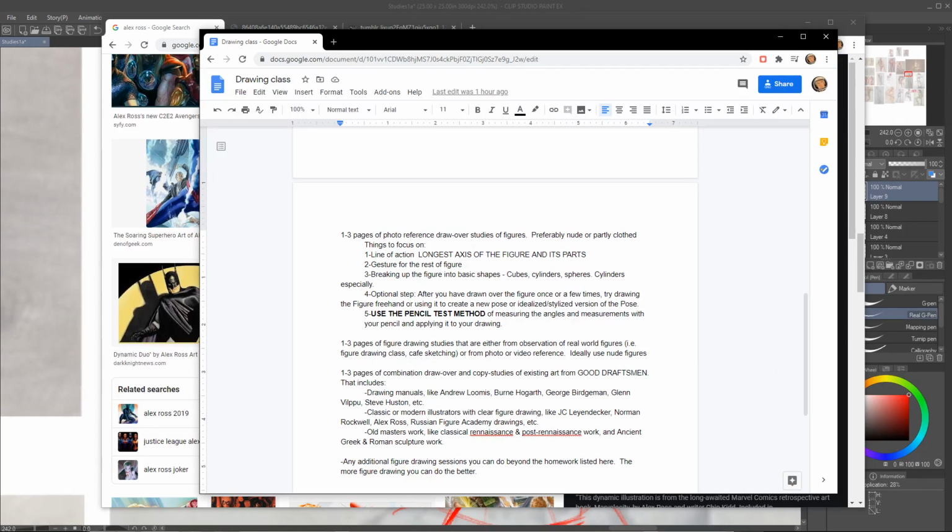So the homework is 3 things. 1 to 3 pages of photo reference drawovers of figures. 1 to 3 pages of figure drawing studies that are either from observation of real world figures or photos or video reference. 1 to 3 pages of combination drawovers and copy studies of existing art from good draftsmen, like some of the ones that we just went over, like Alex Ross, and so on. Classical illustrators, old masters. Those Pre-Raphaelites that we looked over from the 1800s.